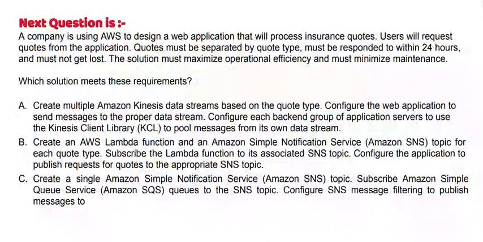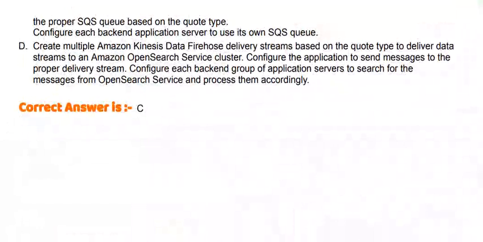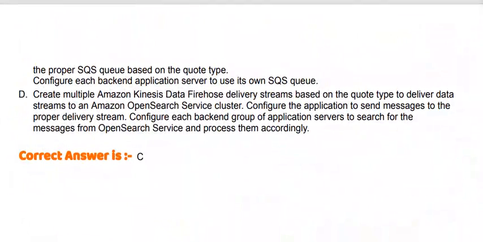Subscribe the Lambda function to its associated SNS topic. Configure the application to publish requests for queues to the appropriate SNS topic. Option C: create a single Amazon Simple Notification Service topic. Subscribe Amazon Simple Queue Service queues to the SNS topic. Configure SNS message filtering to publish messages to the proper SQS queue based on the queue type. Configure each backend application server to use its own SQS queue.